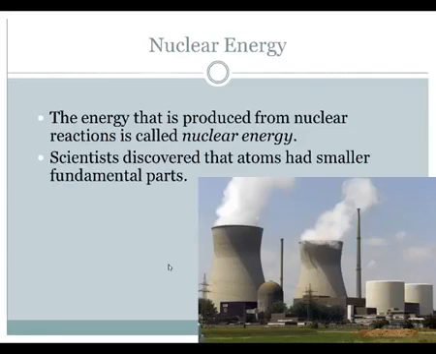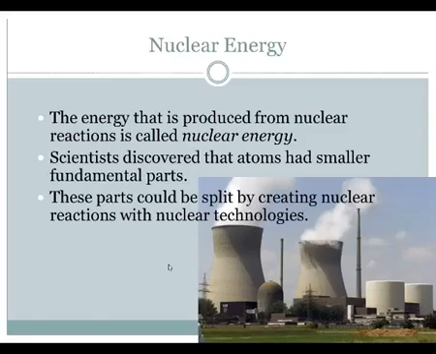Scientists discovered that atoms had smaller fundamental parts. So for a long time we thought an atom was just kind of a circular model like we saw in our chemistry unit. But we ended up discovering that atoms were actually made up of protons, electrons, and neutrons. And when we break them apart, we create energy in the form of heat and light specifically. So we break those parts apart through some nuclear reactions, and we use the energy to power a reactor.